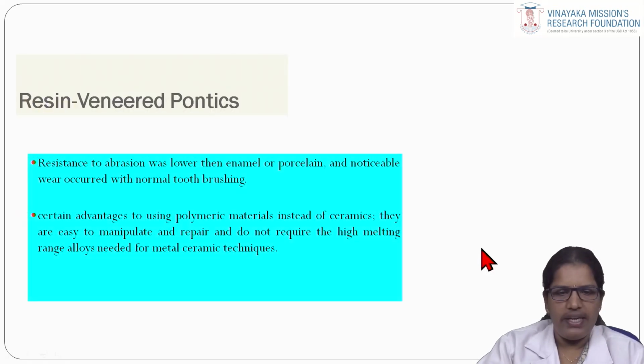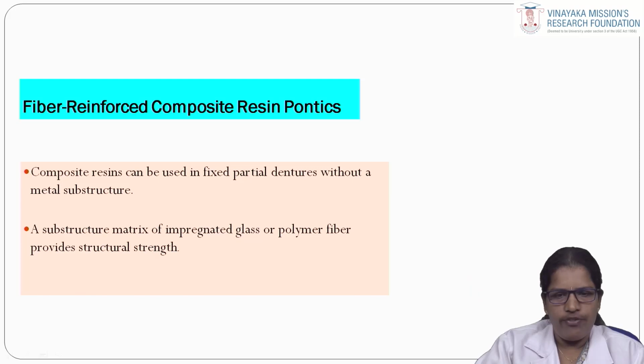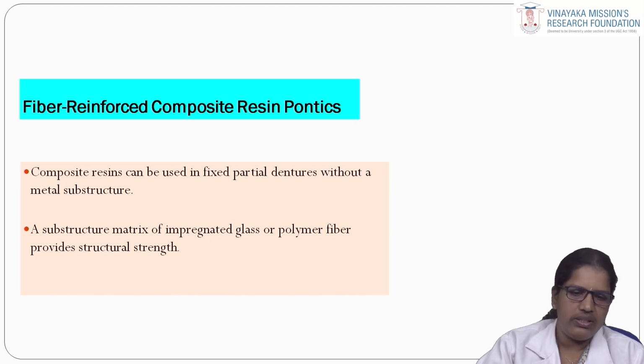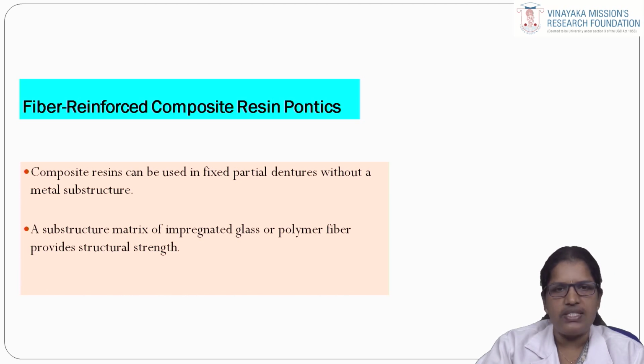Coming to the resin veneered Pontics, another material, whose resistance to abrasion is lower than that of enamel or porcelain, and the wear is noticeable with normal tooth brushing. There are certain advantages to using polymeric materials instead of ceramics: they are easy to manipulate and repair and do not require the high melting range of alloys which is needed for metal ceramic techniques. Another option is fiber reinforced composite resin Pontics, where the composite resins can be used in this fixed partial denture without a metal substructure. A substructure matrix of impregnated glass or polymer fibers provides structural strength.